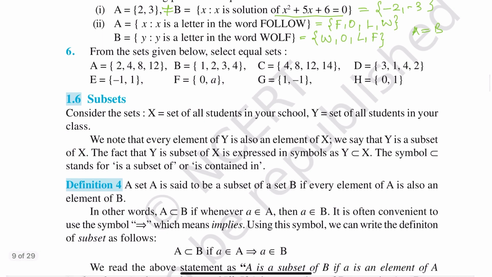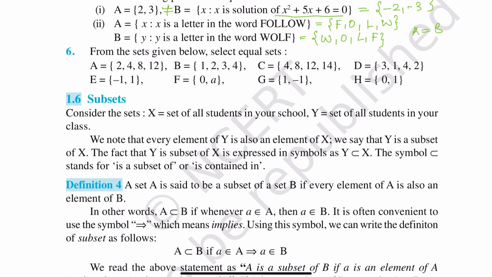Now sixth question, from the sets given below select equal sets. So first is A: 2, 4, 8, 12. So we have to find which is equal to A. 2, 4, 8, 12. So here is 4, 8 but not 2. So A and C are not equal. A and B are also not equal. A and D also not equal. A and E also not equal. Not equal because there are even not equivalent.